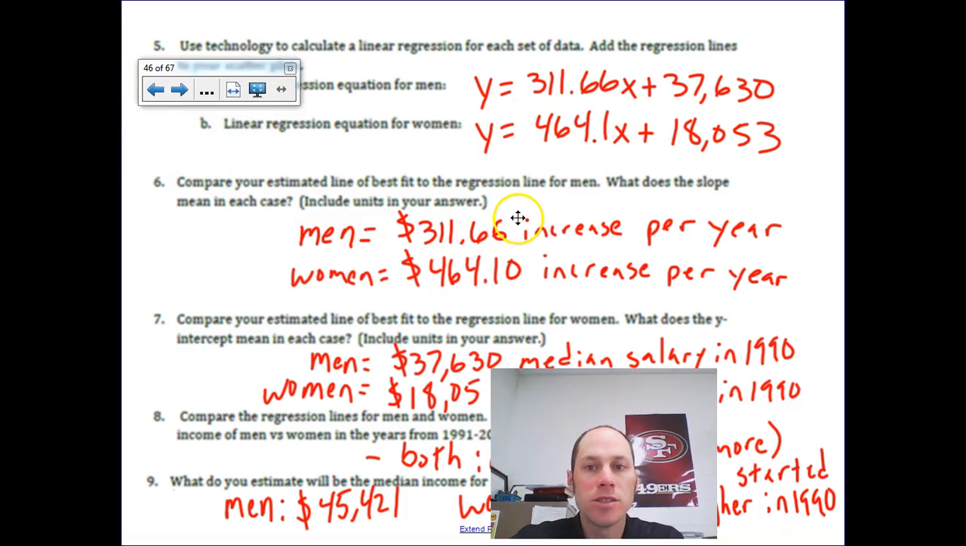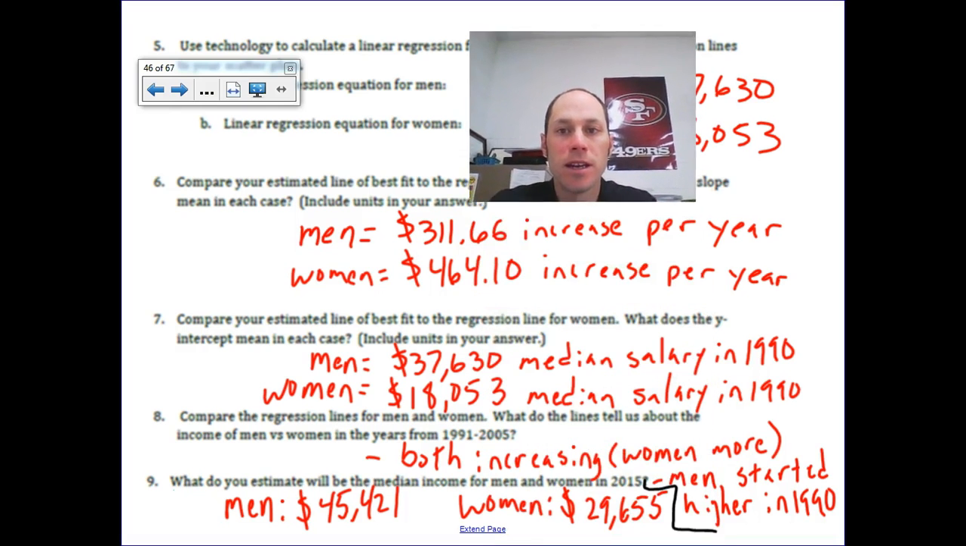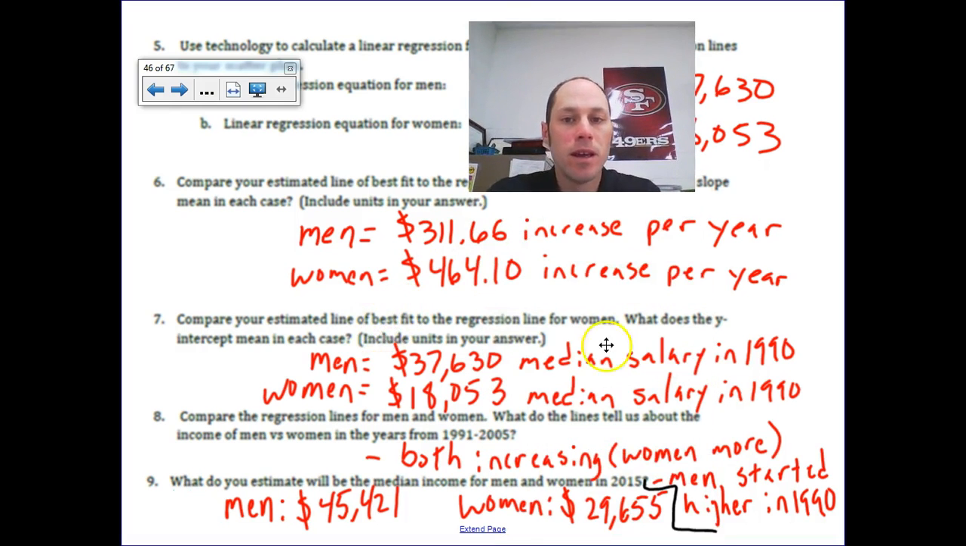And as we take a look at what the slope means, well, it means how much we're increasing our y for every x. So $311.60 increase for every year. Same with women, $464.10 increase every year in the median salary. What does the y-intercept mean? Well, that stands for what it was when we started. What's the median salary in 1990? And you can see the values for both men and women.